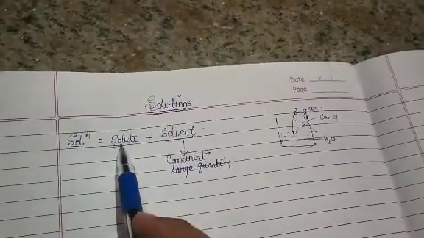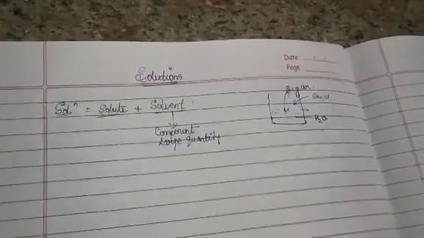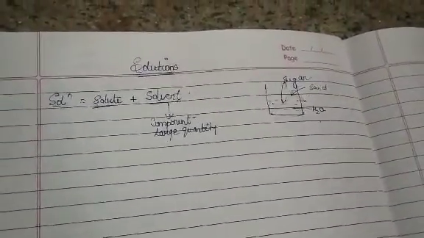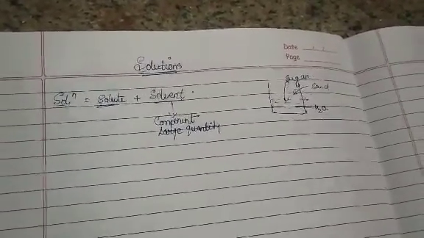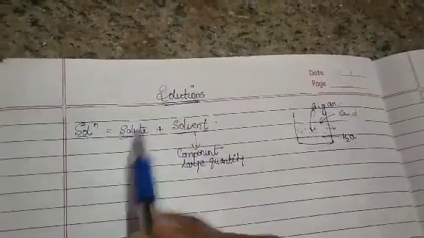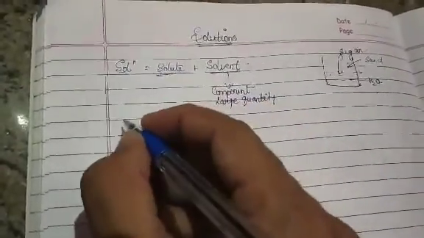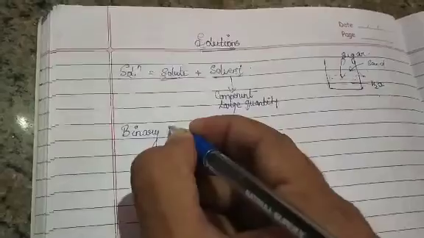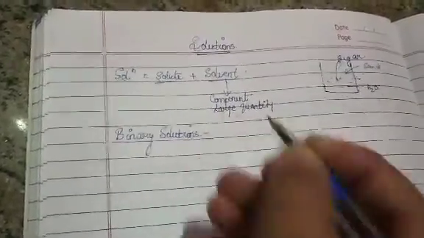So together, solute and solvent constitute your solution. In simple words, solutions are homogeneous mixtures of two or more components. So simply we can say that a solution is a combination of your solute plus solvent. But the major important thing now we are going to see is what we mean by binary solutions, one of the most interesting topics.